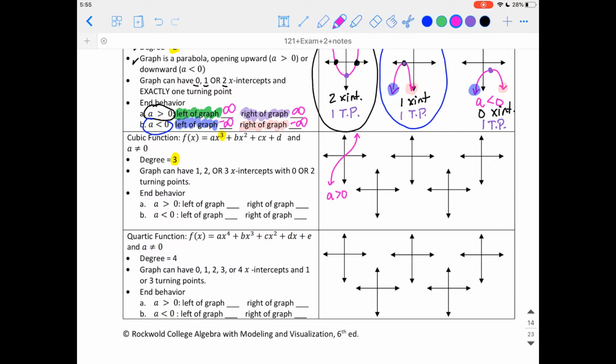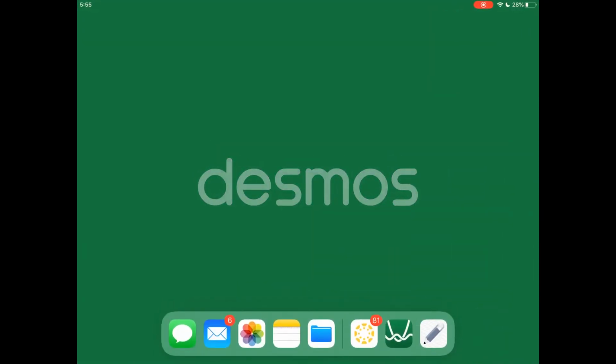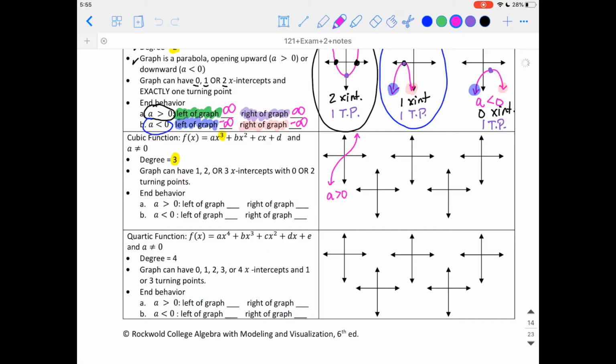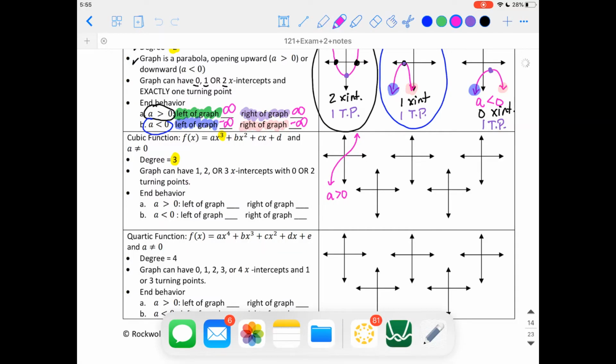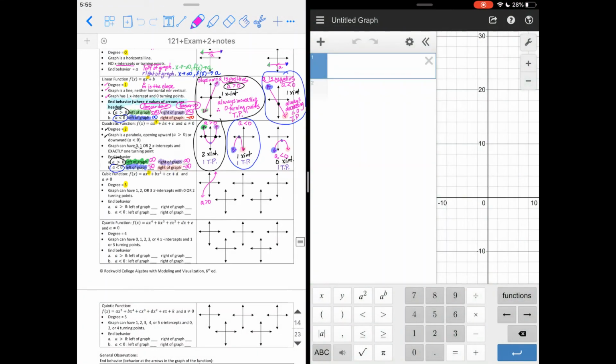And in case you haven't seen a cubic, let me just put x to the power of 3. So there it is. That's what it looks like.